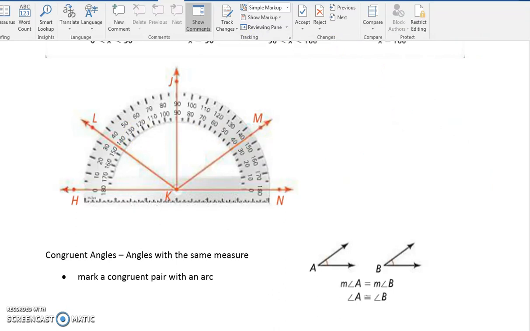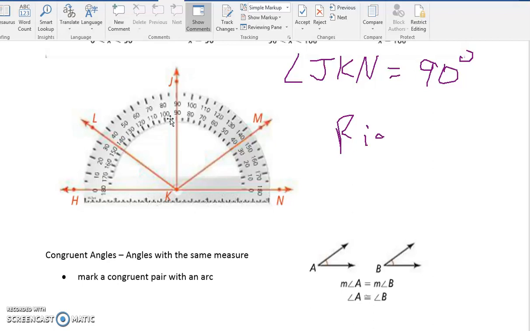And our last one is angle JKN. Angle JKN. Okay, so J is up here. There's K, that's N. Okay, so this one, the vertex again is at the special point. It's on the baseline, so I would choose to start at 0 down here and just follow the numbers up. I get exactly 90 on the bottom when I end up, so that's the angle measure, and that makes it a right angle. Okay, so that's not so bad, not hopefully too difficult.